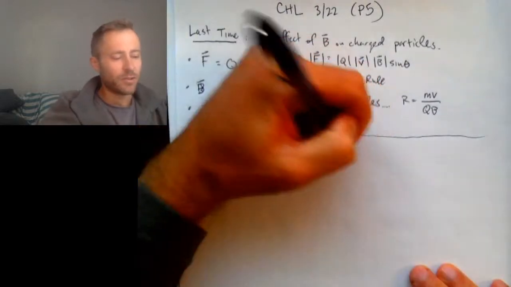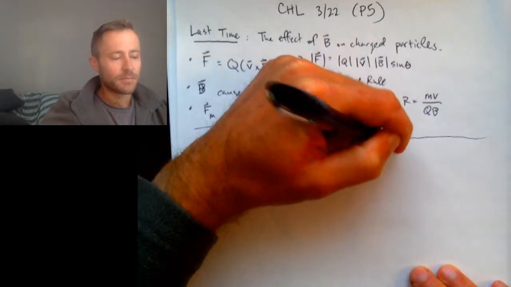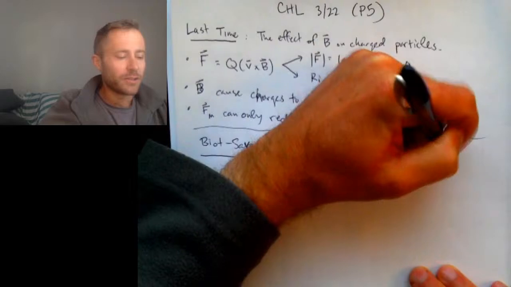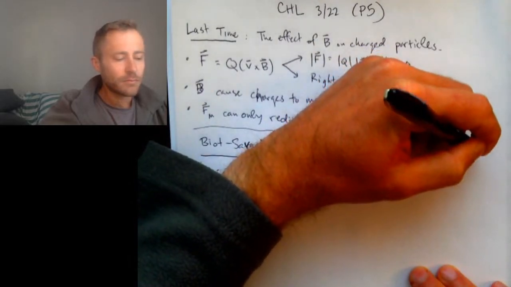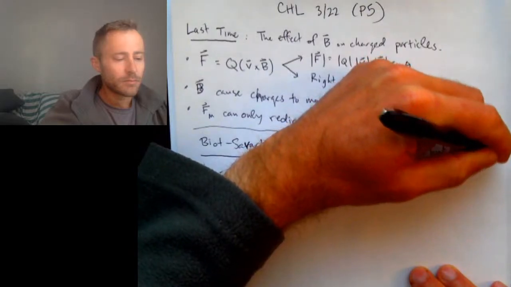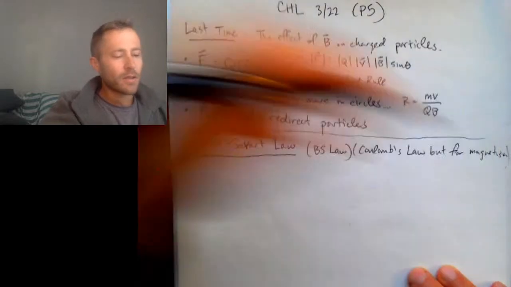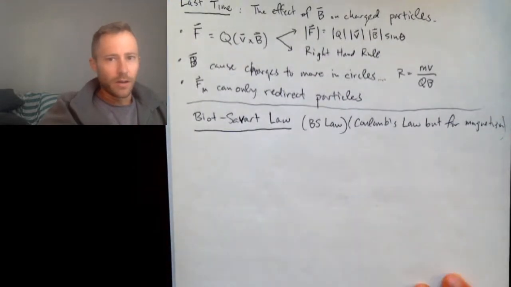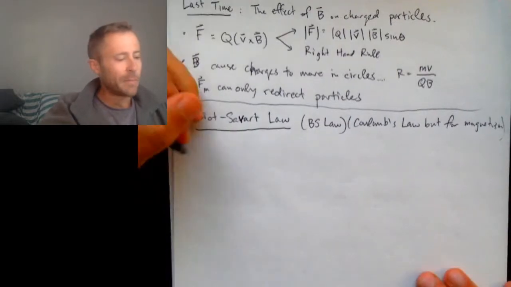And it's basically like Coulomb's law, but for magnetism. All right. So that's essentially what it is. So we're going to learn how to calculate the magnetic field.